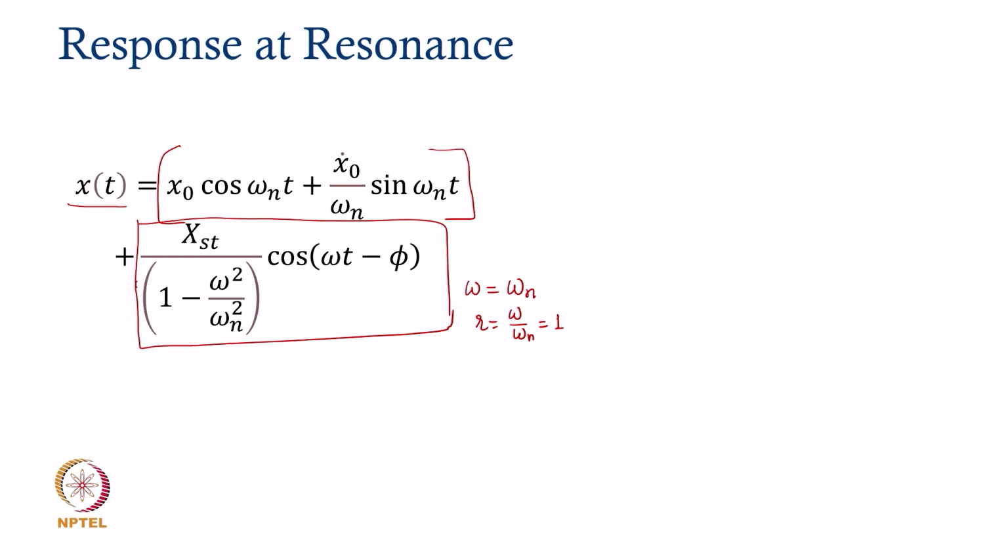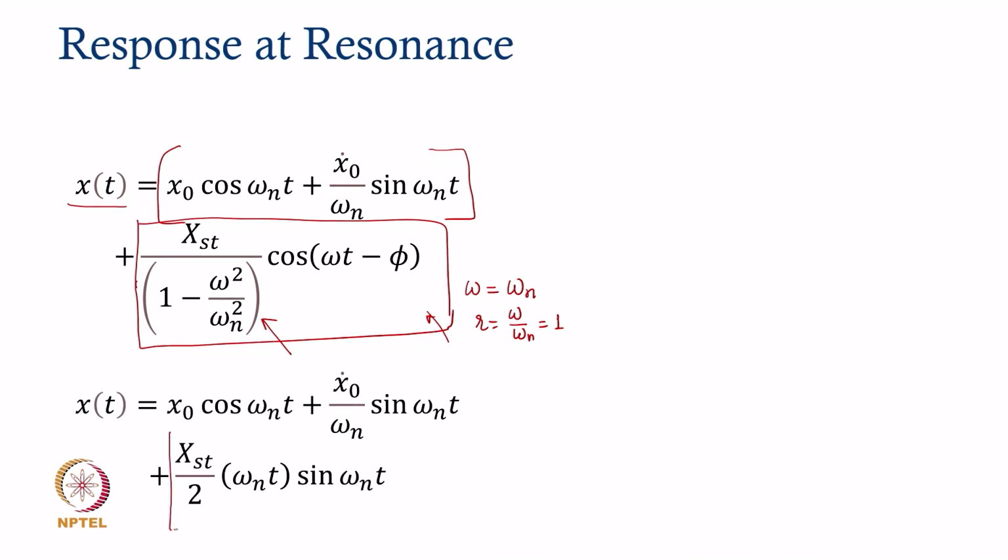Particularly for the undamped case, the denominator will become 0, and the solution actually is not defined. So, if we apply L'Hospital's rule in this case and take the limits and get an appropriate theoretical expression for the steady state part, that turns out to be this. We will not get into the details of that, but this particular part of the total solution has time as a multiplier here, which actually indicates that the amplitudes, strictly speaking, build up over a period of time at resonance.